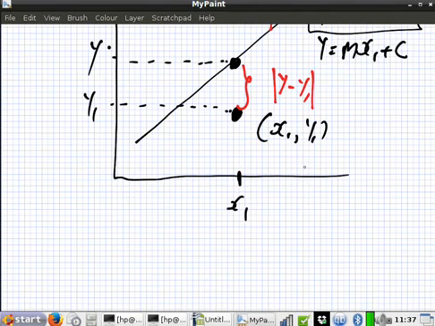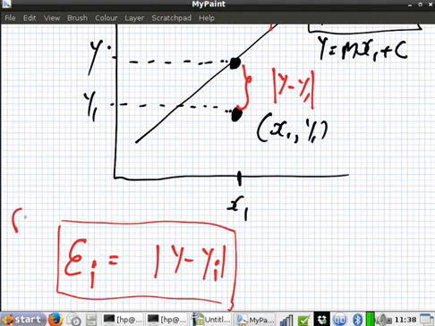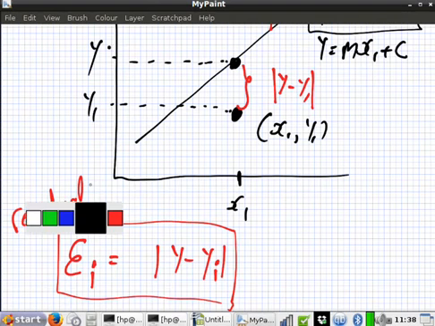Okay, so here's the formula for you. This here, Ei, is absolute y minus yi. This is telling us a type of error, how far the point is from the line. Can you make note of that? And the name of this error is called residual error. You need this vocabulary now.